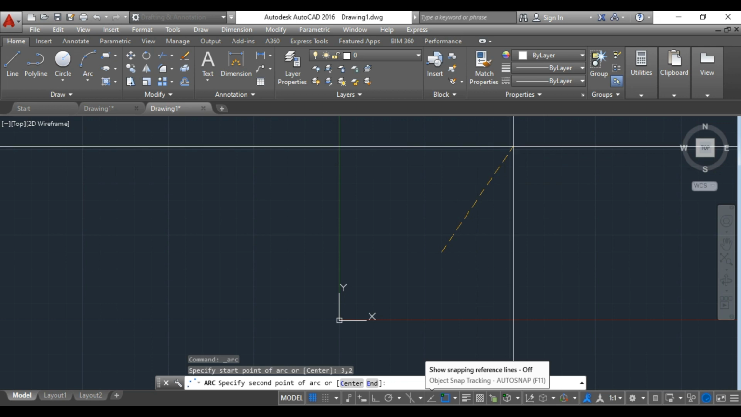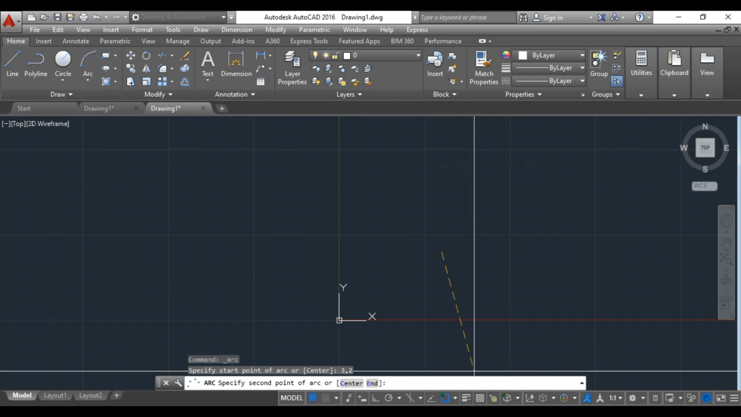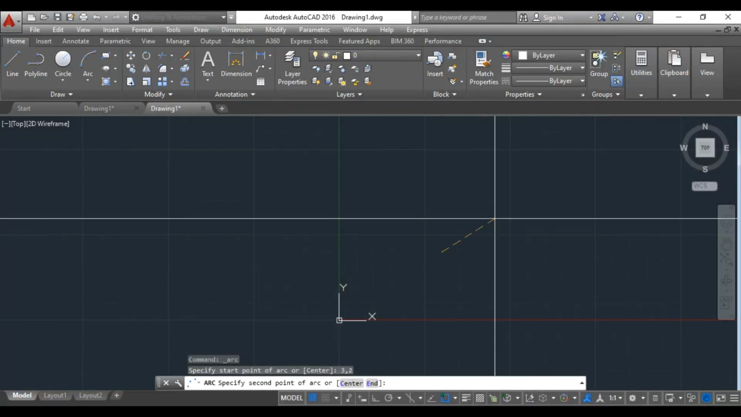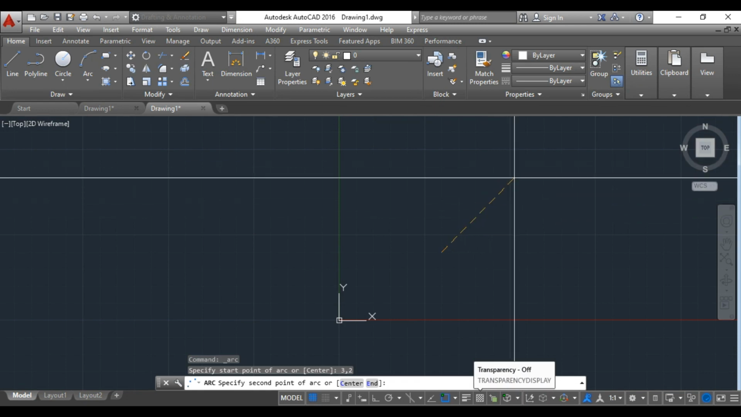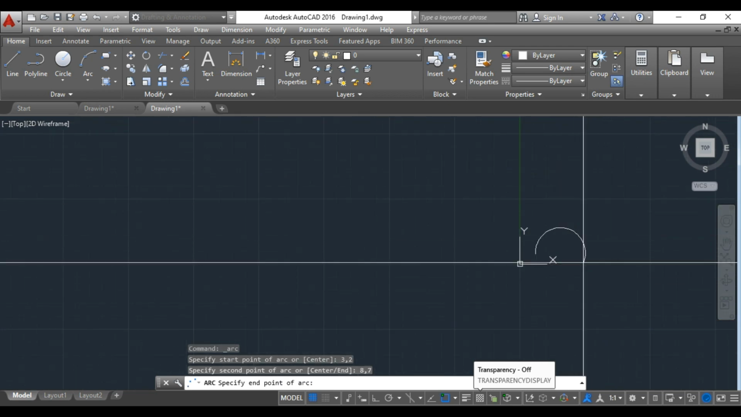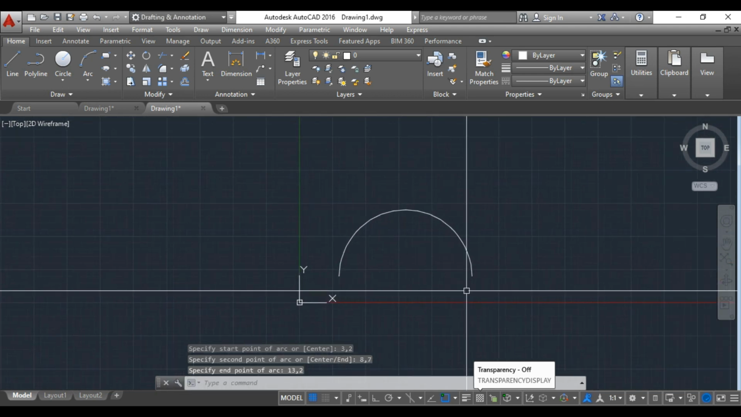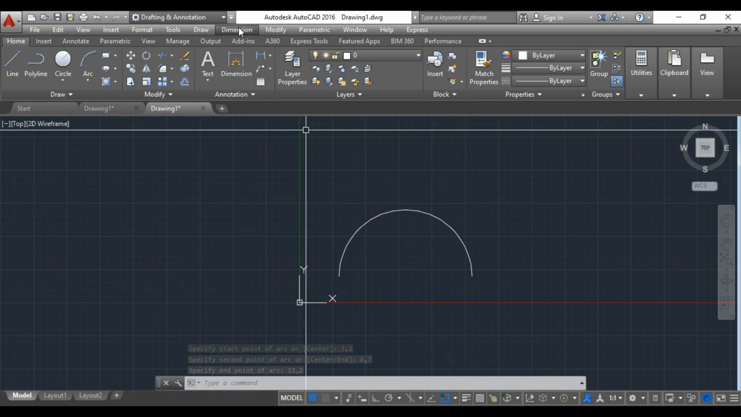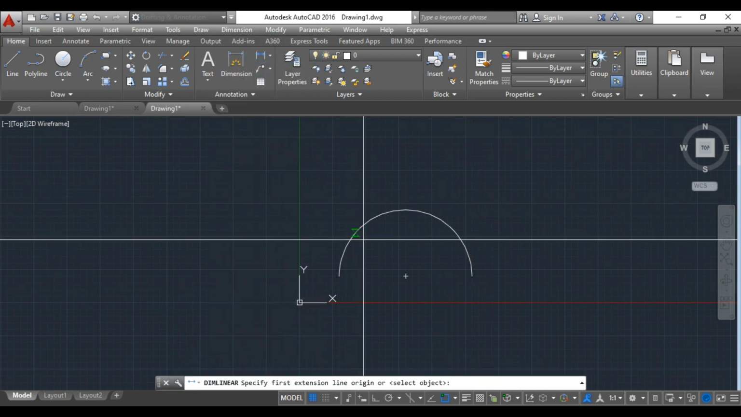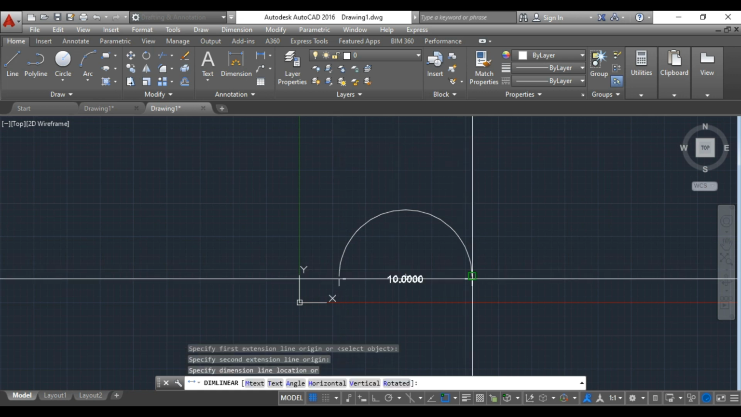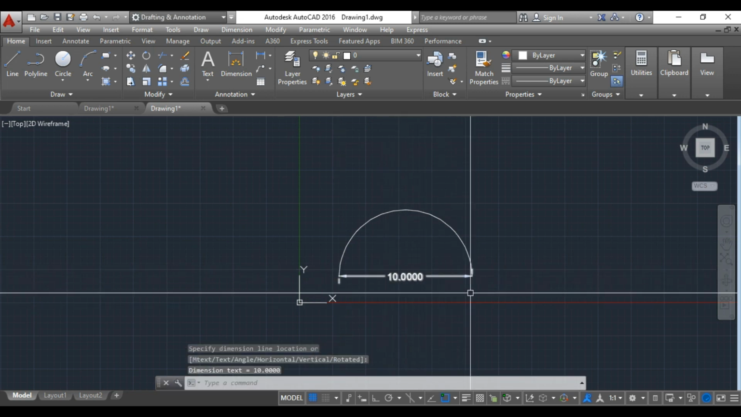The second point is 8 comma, sorry, 8 comma 7. So the second point will be here somewhere. I will give 8 comma 7 and hit enter. Now it is asking me the third point. The third point will be 13 comma 2, and I will hit enter. See, I got an arc of maximum radius. If you want to check the maximum chord length, as I told you, you are going to get 10 units. You can check here, 10 units.